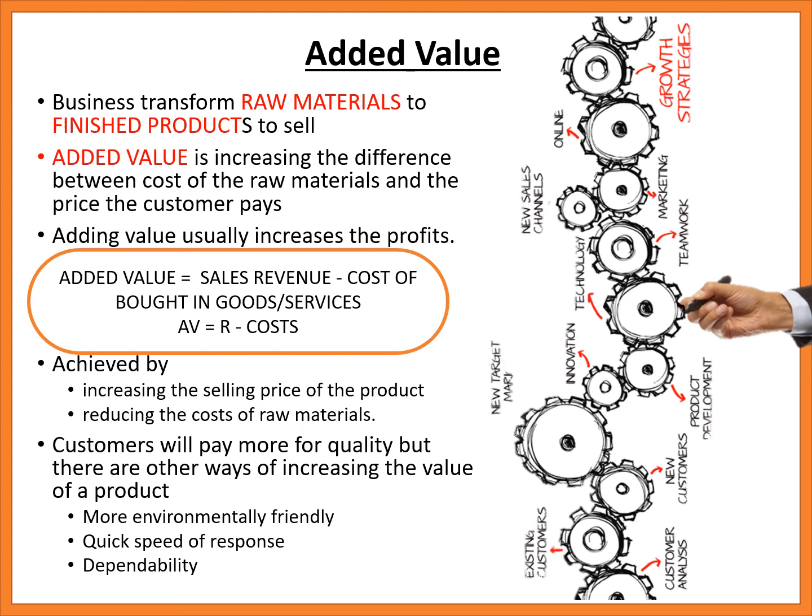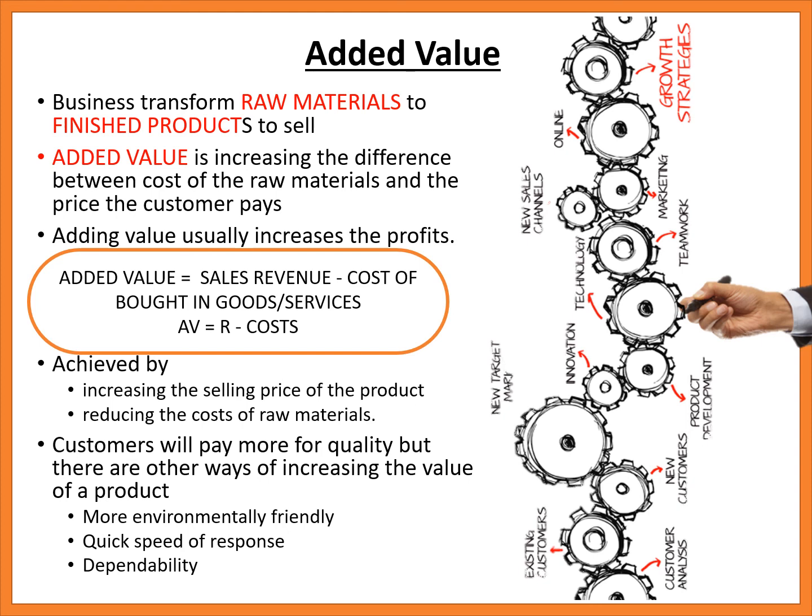Right, the next thing we're going to talk about is added value. Added value is where you take your raw materials and are able to do something with them to then allow you to sell a product. So it's where you increase the difference between the cost of the raw materials and the price the customer pays. Usually we're thinking about making it more environmentally friendly, giving quicker speed of response, making it more dependable, or making it last longer, which will mean you can put your prices up because people expect that level of service and are willing to pay for it.